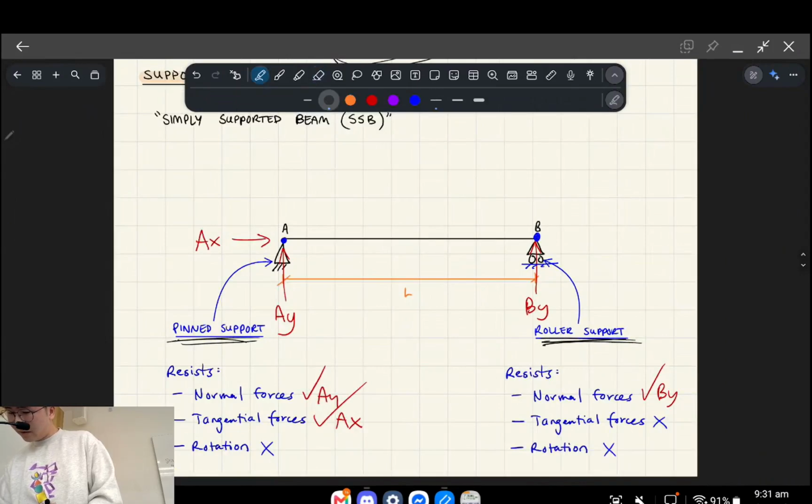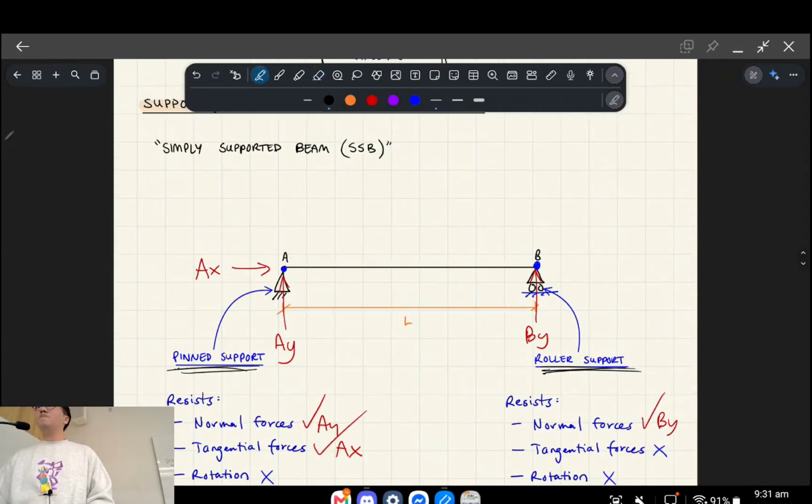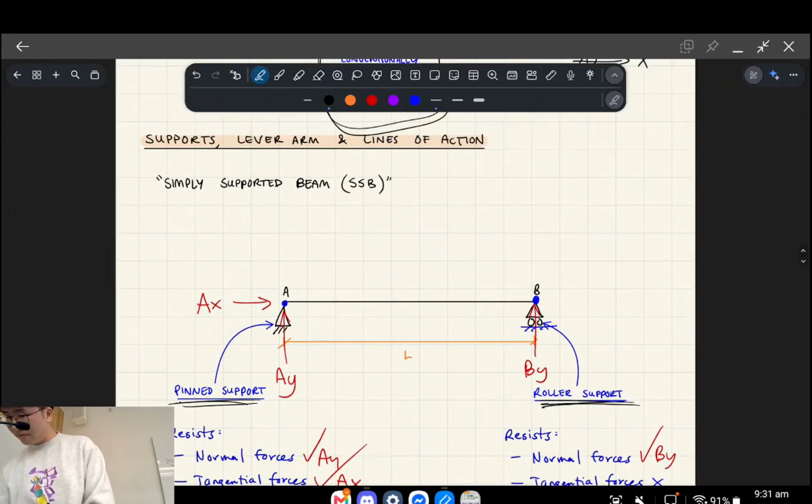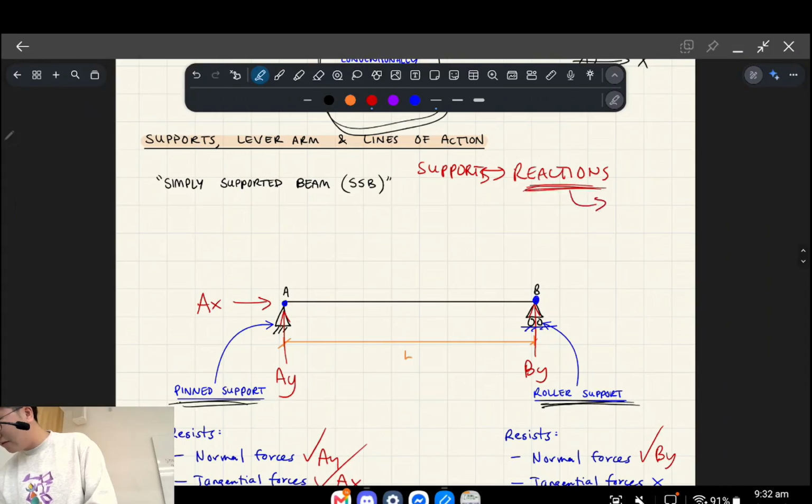Okay, so there are a few things regarding these supports. The supports produce reactions, and these reactions are mathematically unknowns, the things we want to solve for. We want to be able to quantify these things. How do we do that? We use something called equations of equilibrium, which is what I was trying to say before.